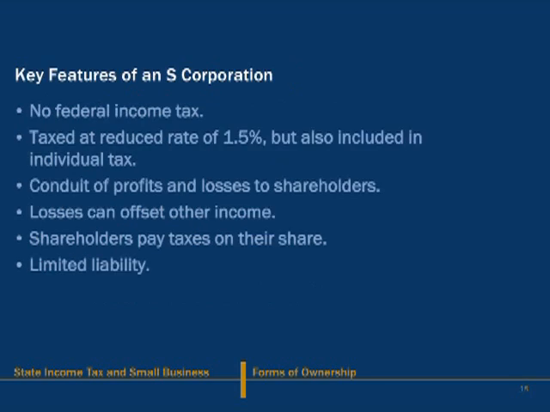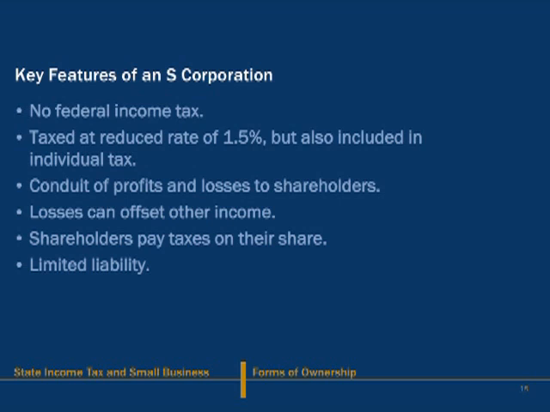Key features of an S corporation are that an S corporation does not pay federal income tax. An S corporation under California law is subject to a 1.5% tax on its net income and is a conduit similar to a partnership. The items of income, deduction, and credit flow down to each shareholder through Schedule K-1, shareholder's share of income, deductions, credits, etc. Each shareholder is responsible for paying taxes on their pro rata share of the S corporation's items of income, deduction, and credit. The shareholders are not liable for the losses of the business.